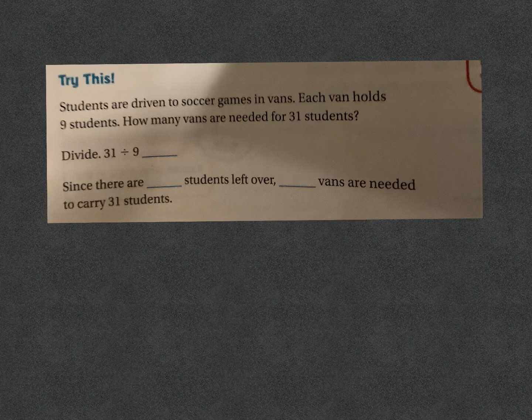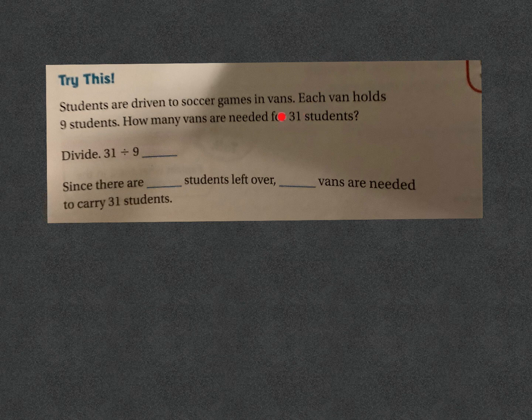Let's have a look at this one. Students are driven to soccer games in vans. Each van holds 9 students. How many vans are needed for 31 students? All right, let's ask ourselves before we even look at any of this. Don't look at any of that yet. What is the item that's being split up?